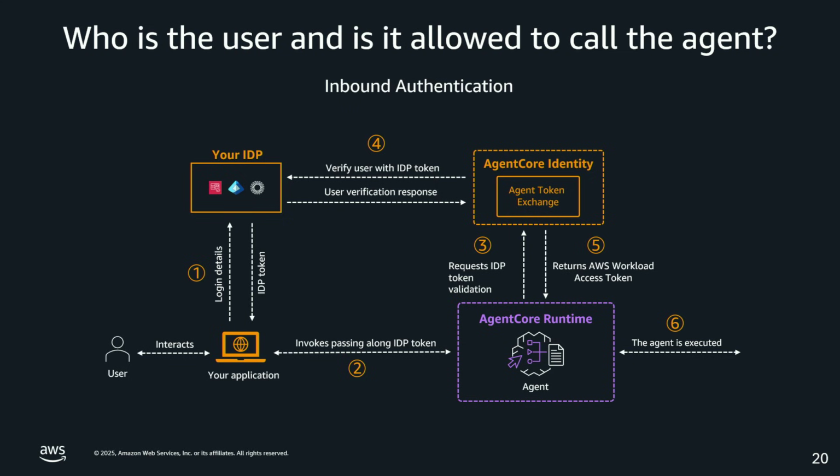Now, thanks to Agent Core Identity, inbound authentication, it determines who the user is and if they're allowed to call the agent. Every time we call Agent Core Runtime, before it actually does the invocation, it will call Agent Core Identity. Identity will go back to the IDP and validate that IDP token, okay? And if that's valid, it will say, hey, you're allowed to go ahead and do that invocation, okay? Pretty simple steps here.